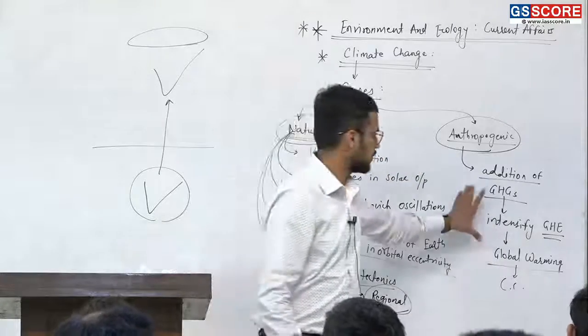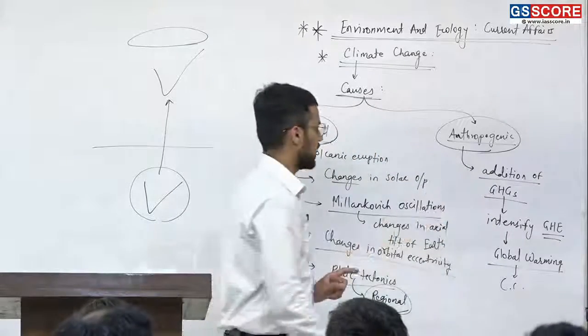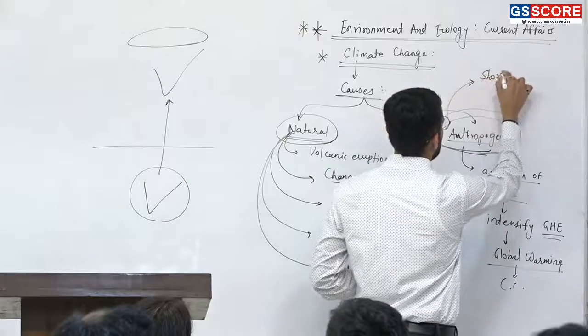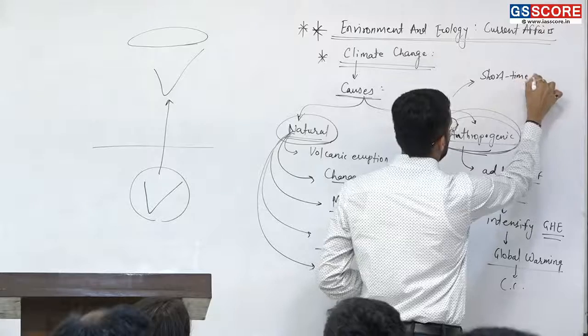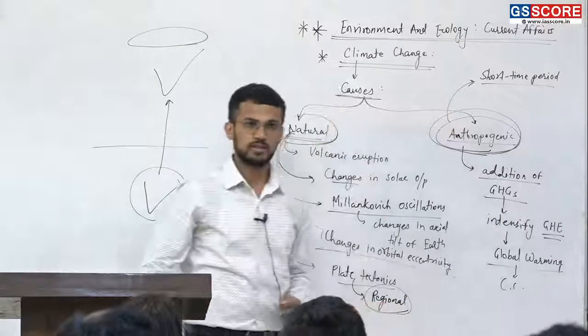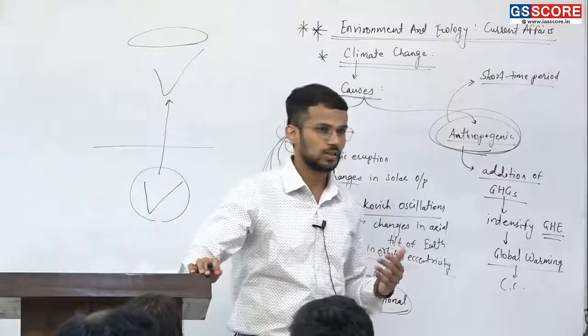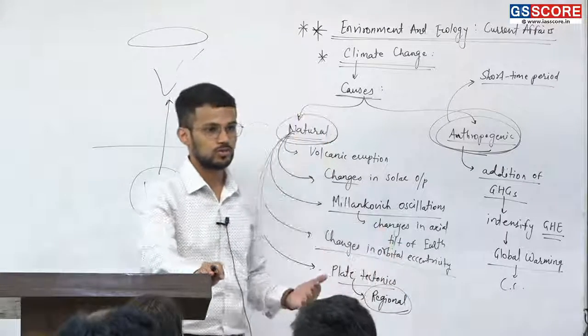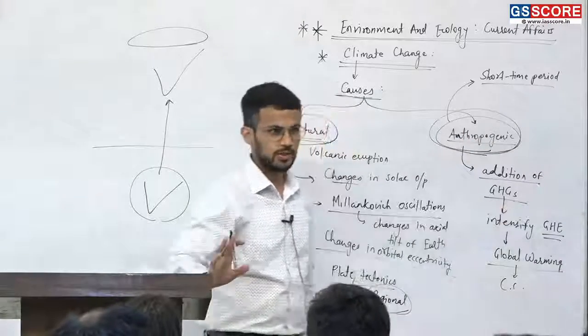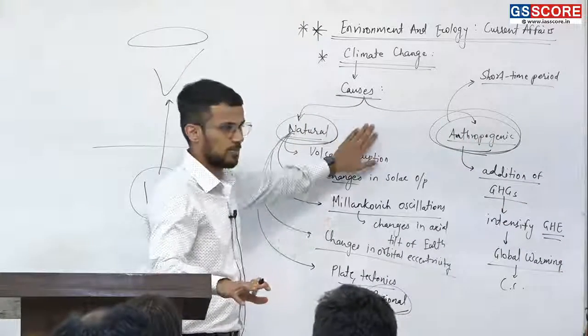Fine. So that is anthropogenic climate change, and it occurs over a short time period, and as a result of that, it is a threat. It does not give enough time to species to adjust to the changing climatic conditions, and that's why it is a threat. Fine. So that is what climate change is.